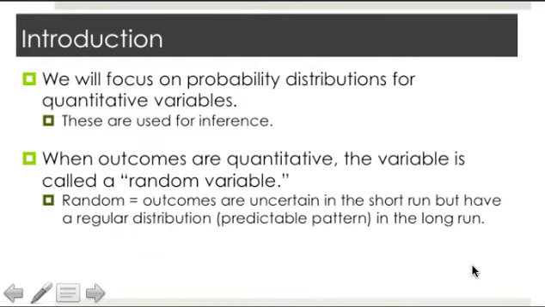When these outcomes are quantitative, the variable is called a random variable. And by random here we mean that outcomes are uncertain in the short run, but they have a regular distribution or a predictable pattern in the long run. Now in statistics, we often reserve the term random variable for quantitative variables. And this can be a little bit confusing for students because categorical variables can also describe random outcomes. So just be aware when we use this word random, we're typically referring to quantitative variables.